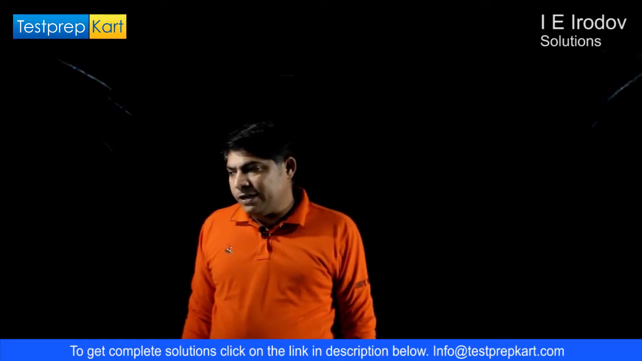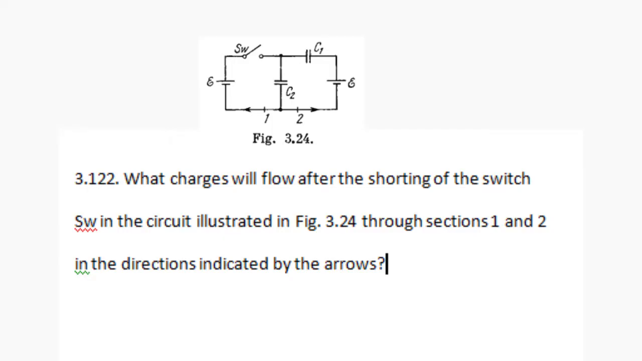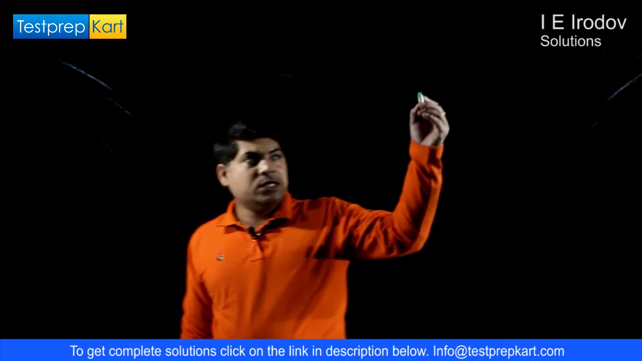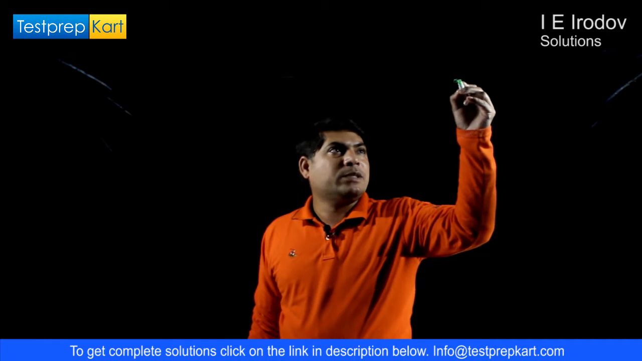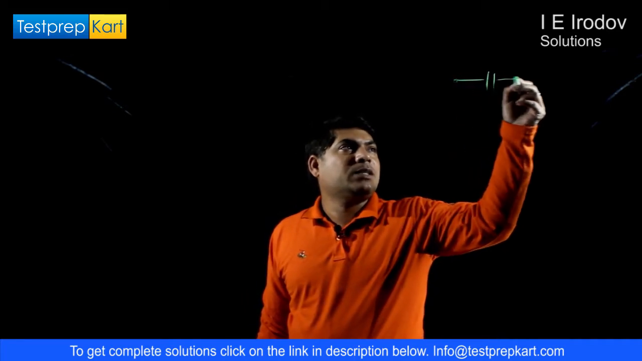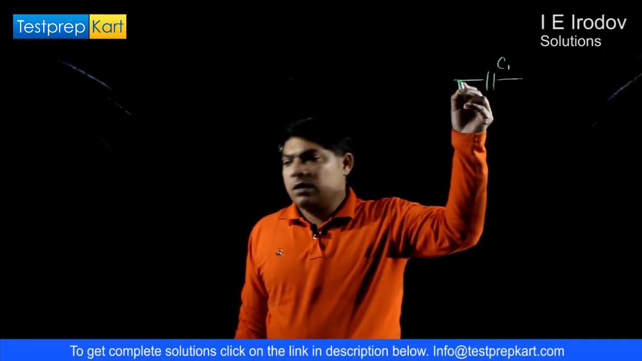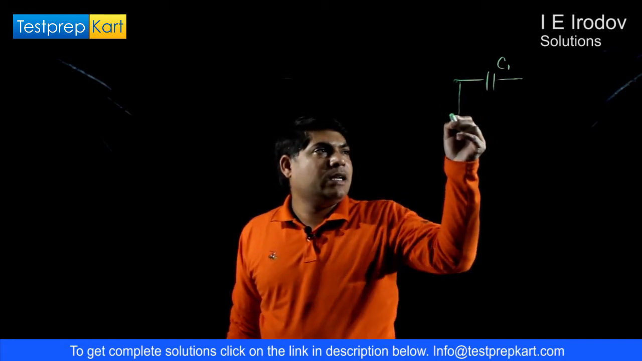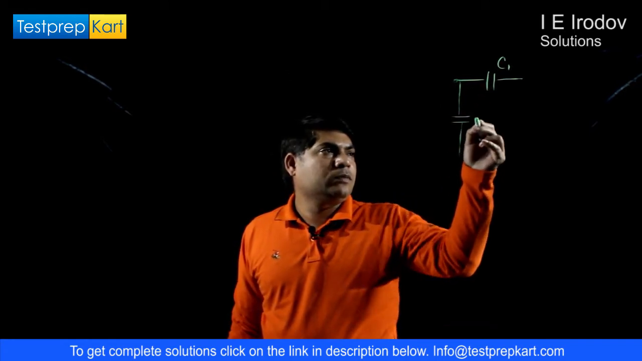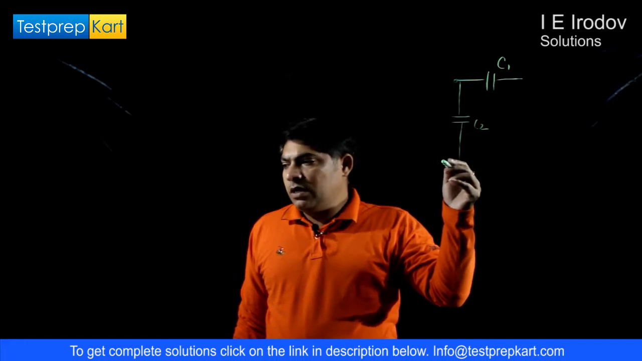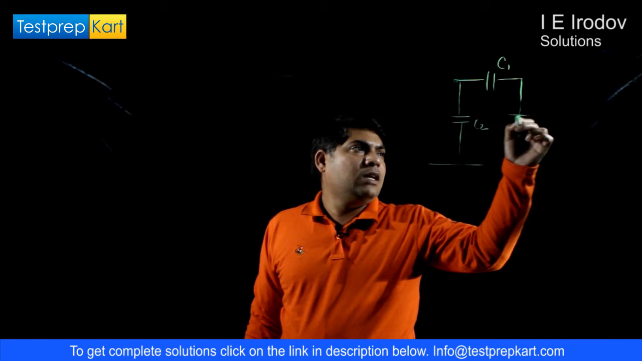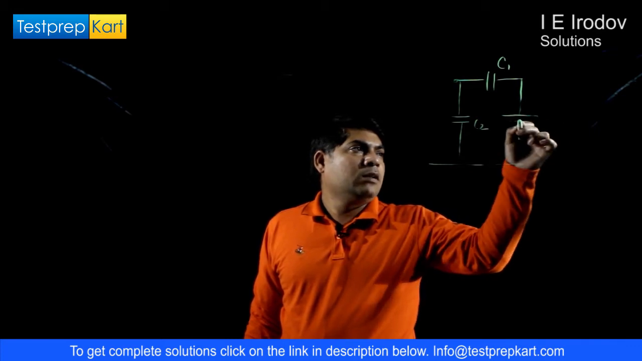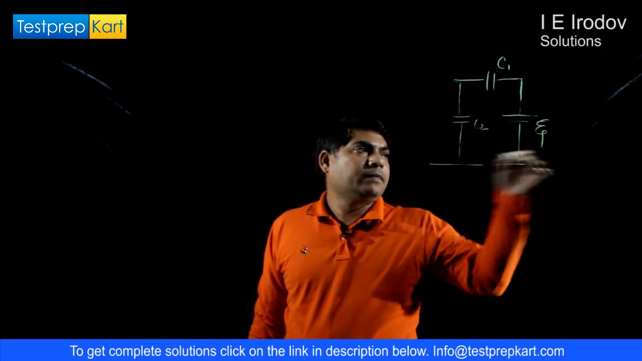Question number 3.122. In this question, a circuit is given that comprises two capacitors. One is capacitor C1, another one is connected here, capacitor C2. Now these two are connected across a battery with EMF E.